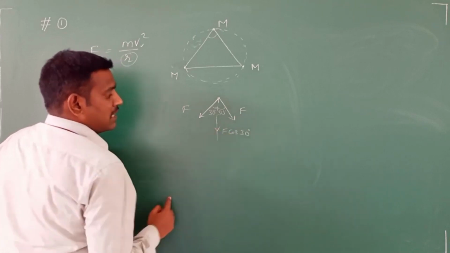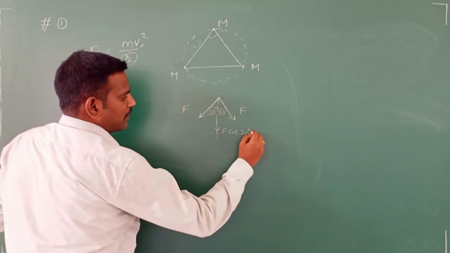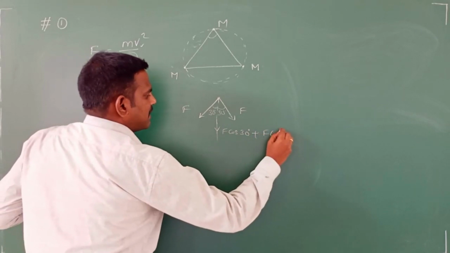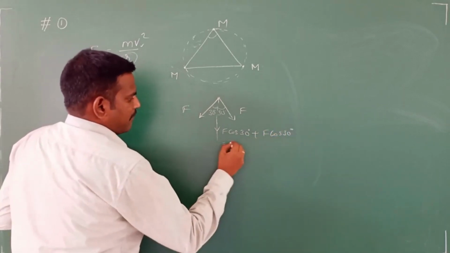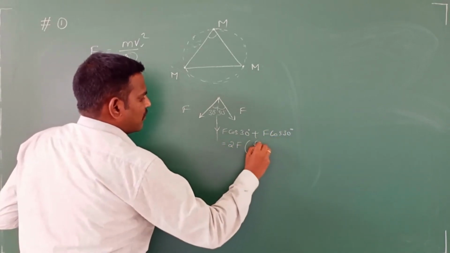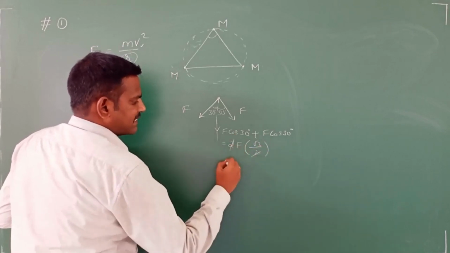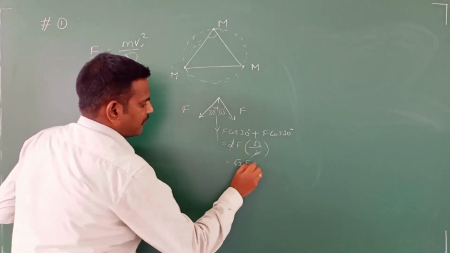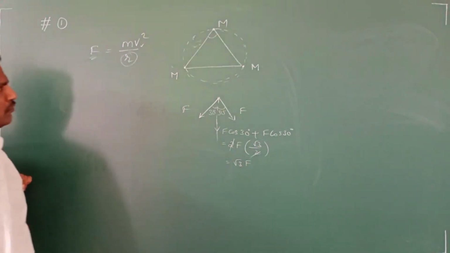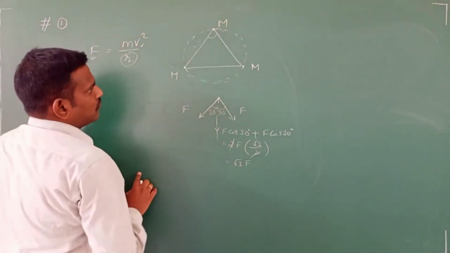And due to this will also be F cos 30 degrees. Totally will be how much? F cos 30 plus F cos 30. Totally 2F cos 30, that is root 3 by 2. So 2 cancels out. What will we get? Root 3 times F. This is the resultant force acting on this mass towards the center.